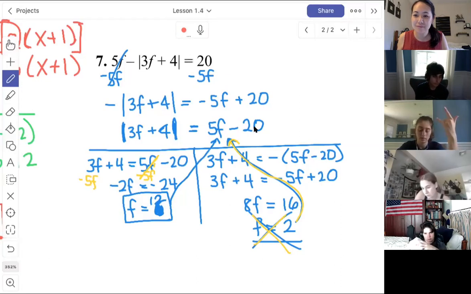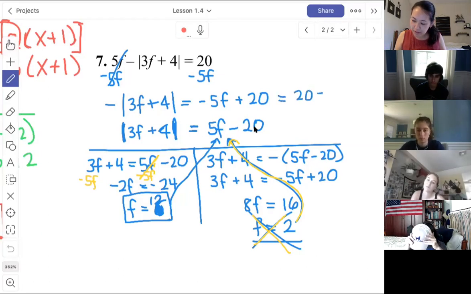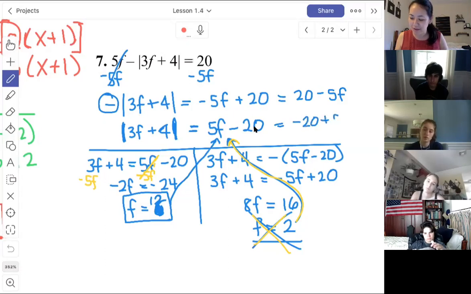No, but I got it flipped. I did 20 minus 5f, and I got that 12 doesn't work because 20 minus 60 is a negative number. So let's say this was 20 minus 5f. And then did you divide the negative? Oh no, I left it there. I think that was the issue. So divide to isolate the absolute value. So you get negative 20 plus 5f. Oh, okay. Yeah, there you go. Thank you. Yeah, good question.